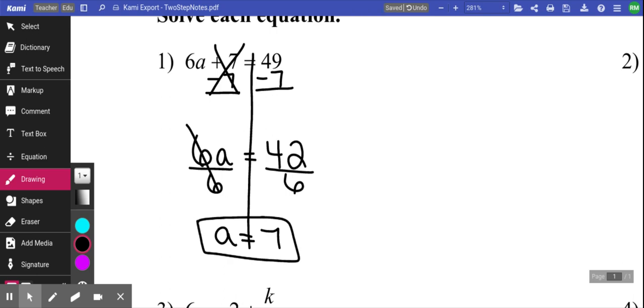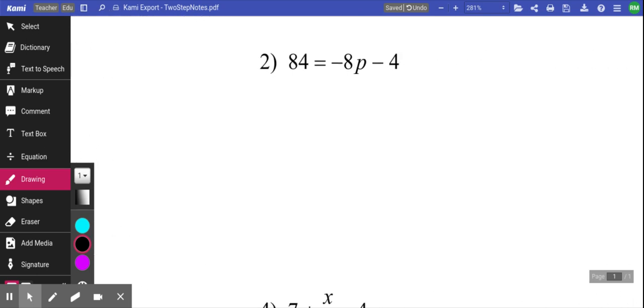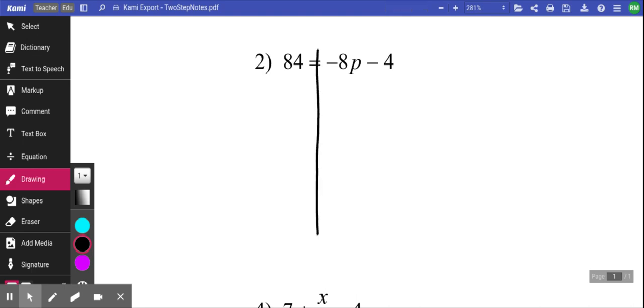You can always check your answer by plugging it in where a is. What is 6 times 7? 42. 42 plus 7? 49. Good. It works out. So we can always check our answer by plugging it back in. Let's try the next one. Go ahead and try that one on your own.